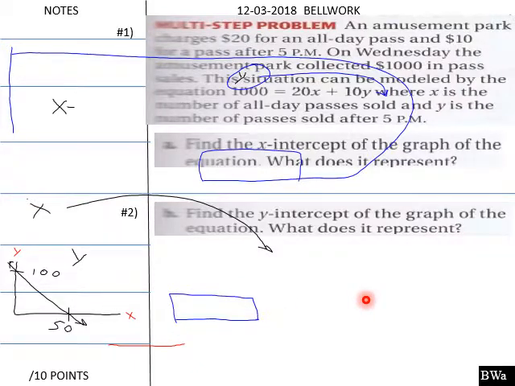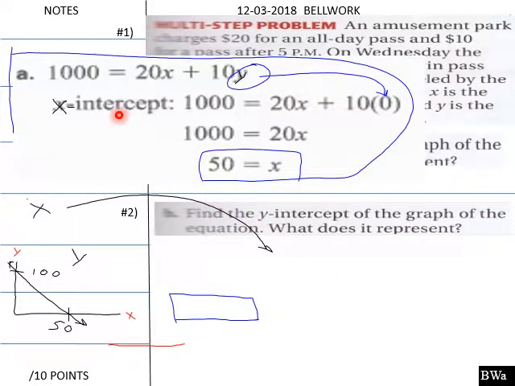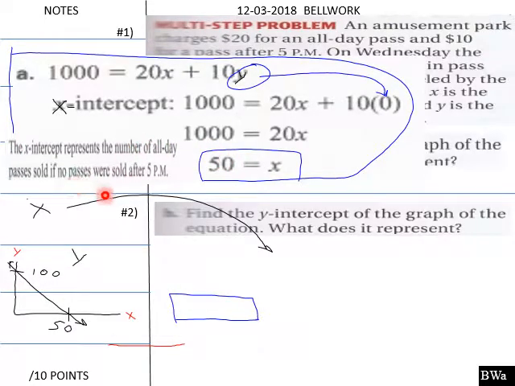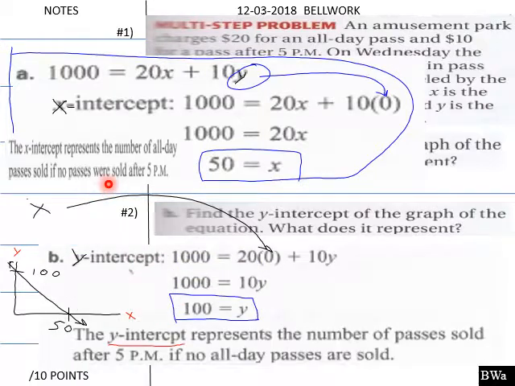Okay, welcome back. Here is our situation here. We're going to solve for y. Well, here in their solution, they don't even wait to do that. They just stick in 0 to find their x-intercept. 50 equals x. The x-intercept represents the number of all-day passes sold if no passes were sold after 5 p.m.